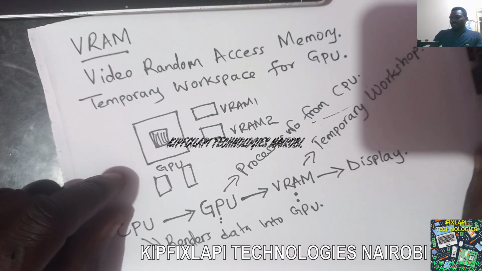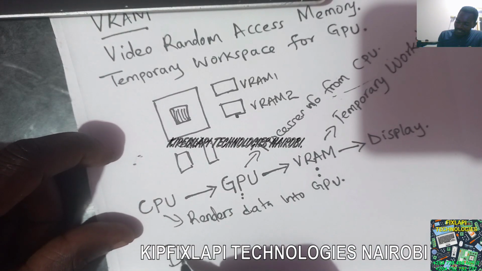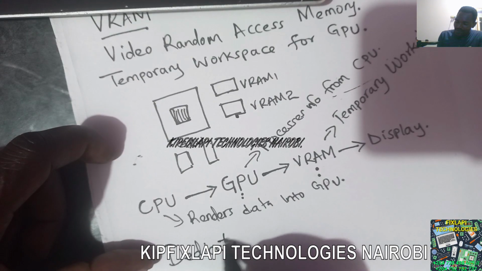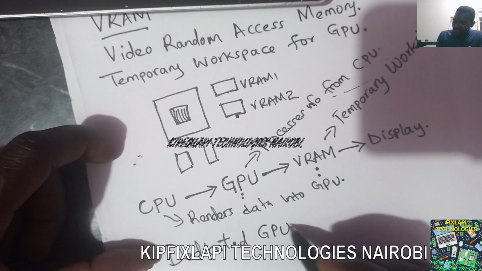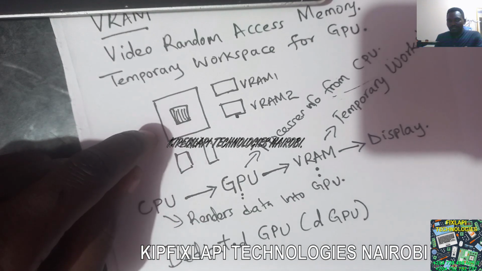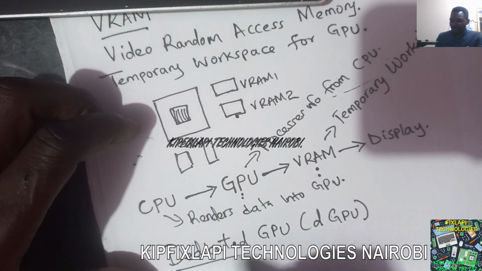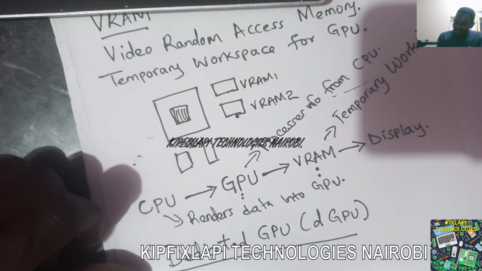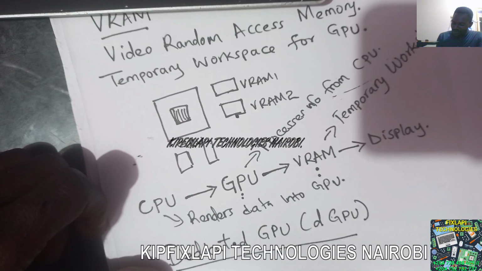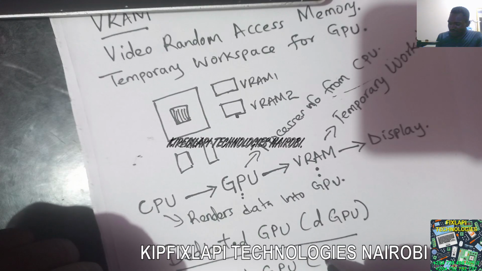Then if I can add on the explanation, this is what's called a dedicated GPU. It is normally written small d GPU because this GPU is specifically dedicated to do the work of imaging clarity. Then we have another GPU called integrated GPU. So in short, we have two types of GPUs: dedicated and integrated GPU. Integrated GPU is written small i GPU.